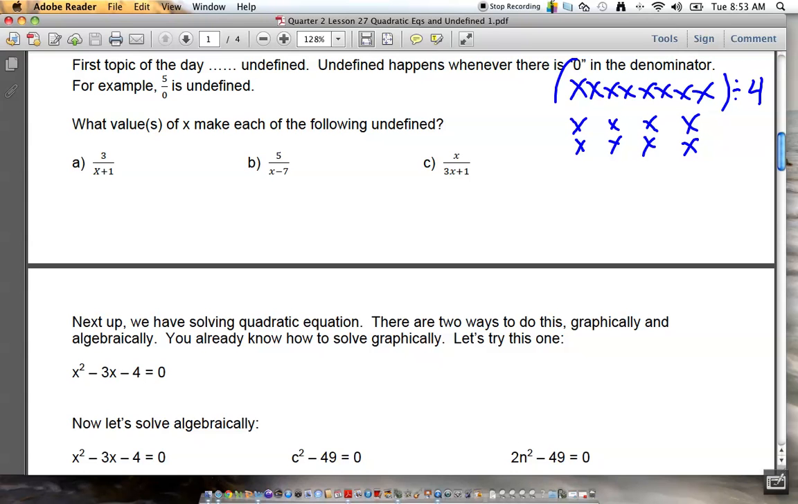So on your calculator, let's do some divisions and see that it works, okay? Let's take the number 20, and let's divide it by 10.